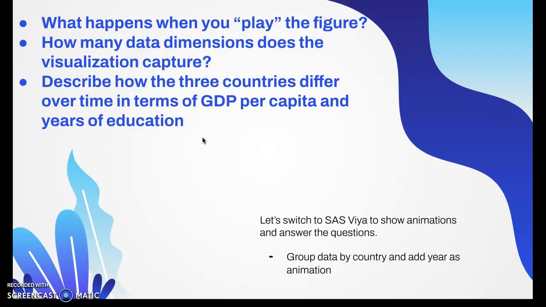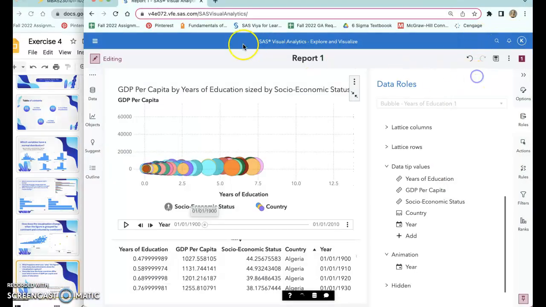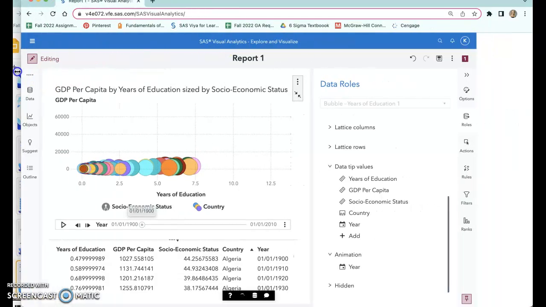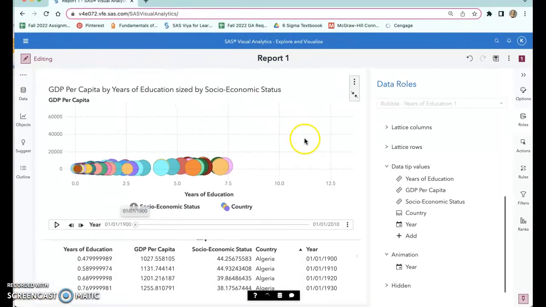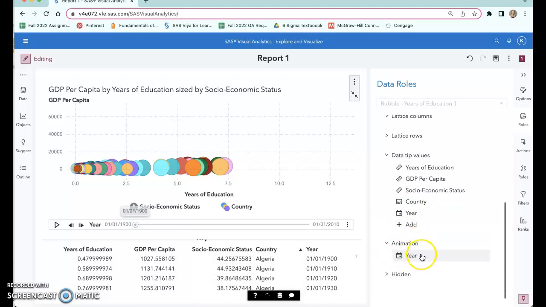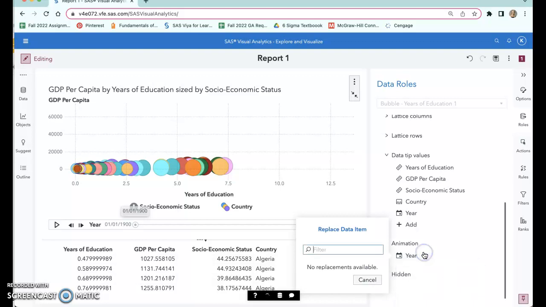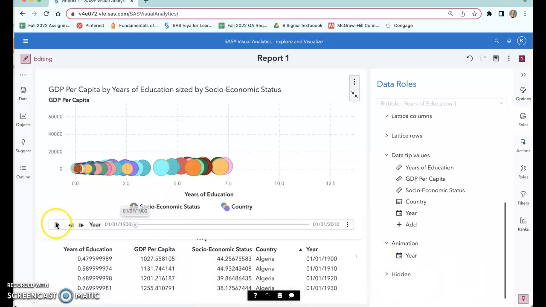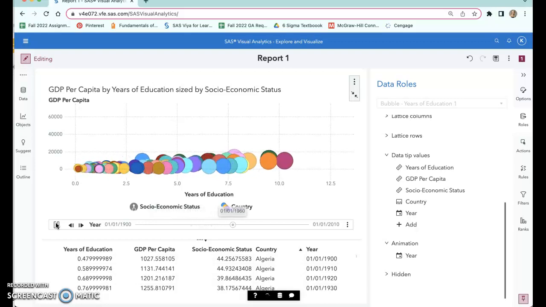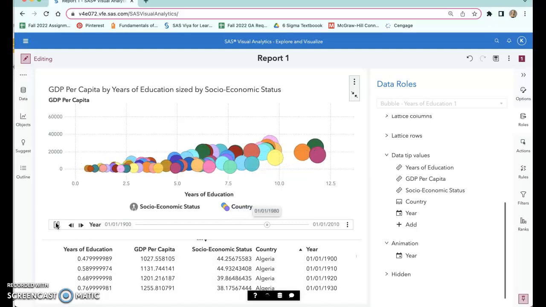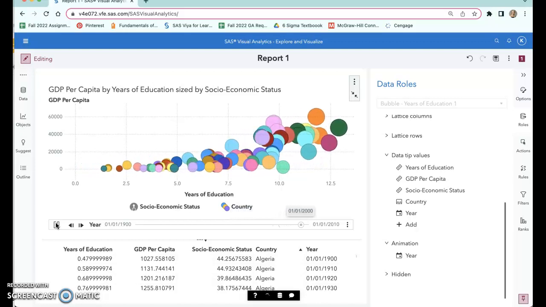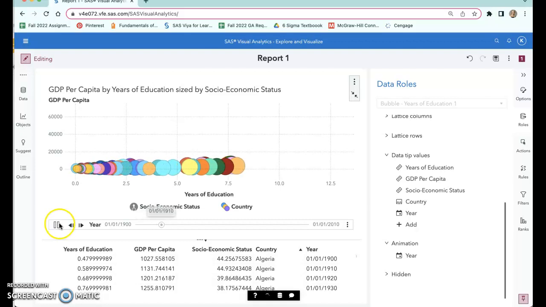So what happens when you play the figure? So we are going to switch to SassVia for this. So here, I've already prepared the report, and I've grouped by country, and then added the animation of year. So when we play the data, we can see that the data moves significantly, and we can see the trends of the data as well.